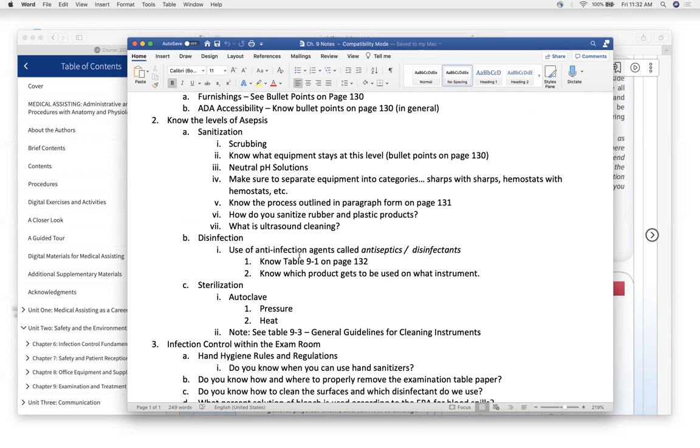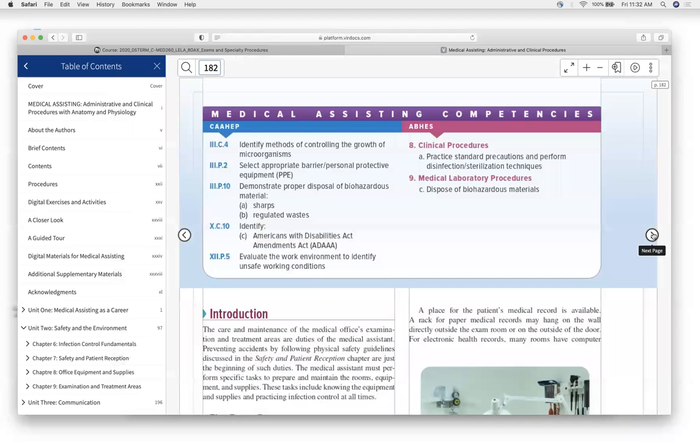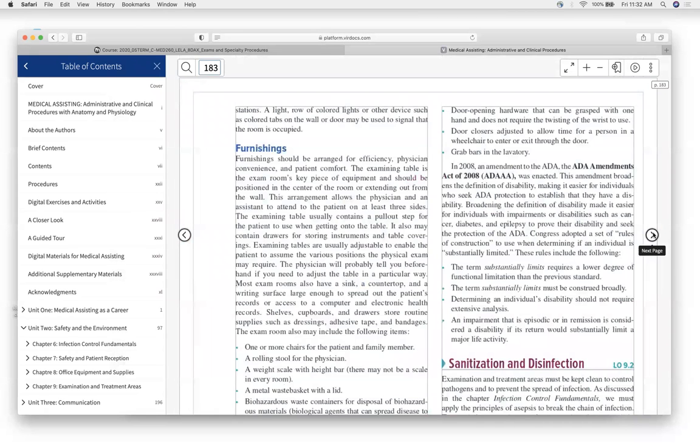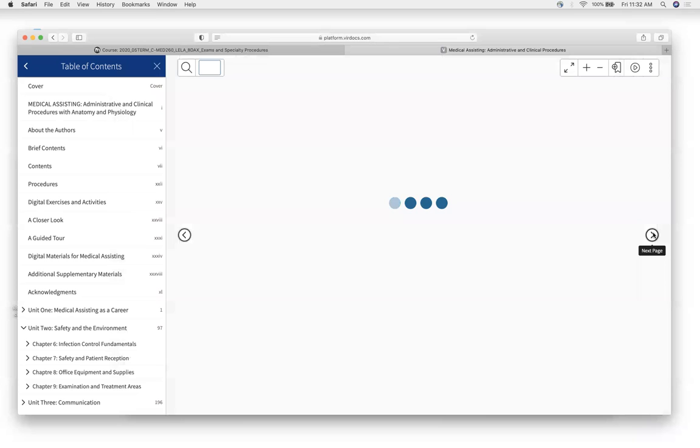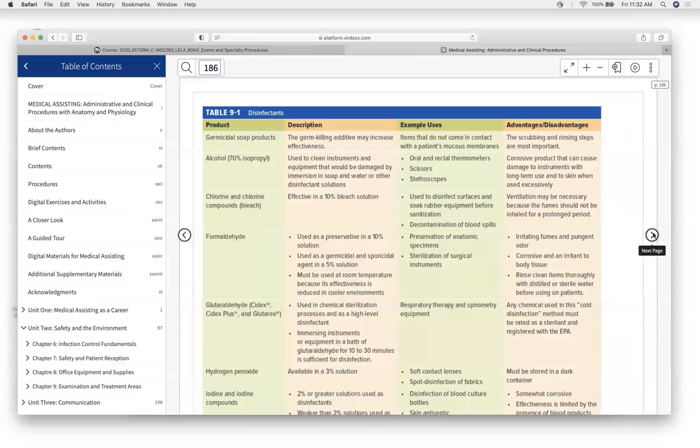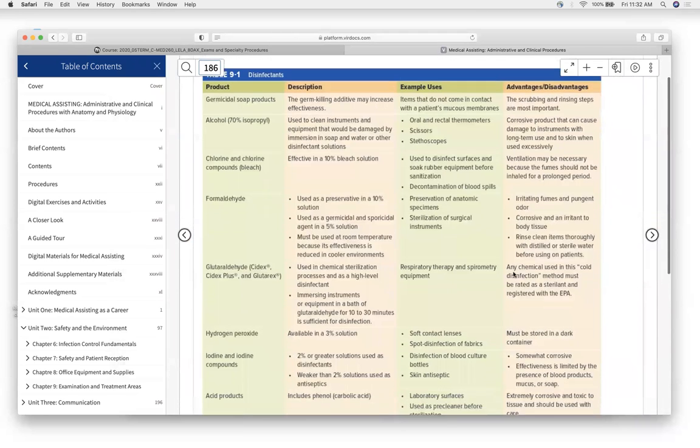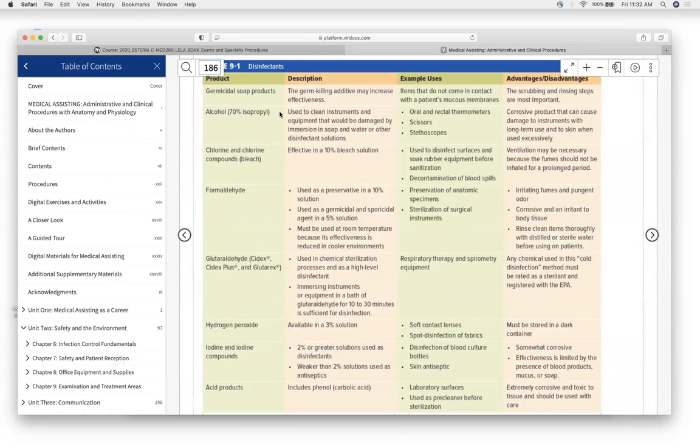Now, disinfection calls for antiseptics and disinfectants, and there's a whole list of them, and I'll go over them momentarily, and you need to know them. So you need to know which product gets used on what instrument. And let's find where that is. Here you go. These are all the disinfectants, okay?